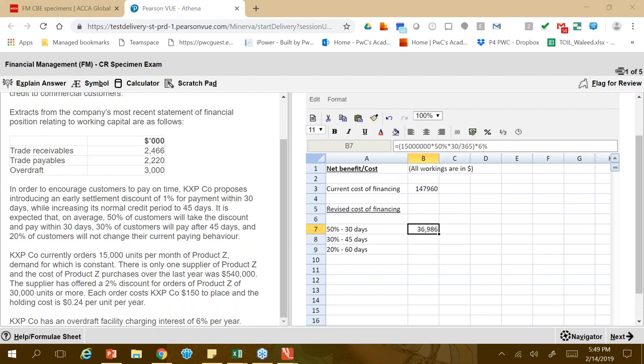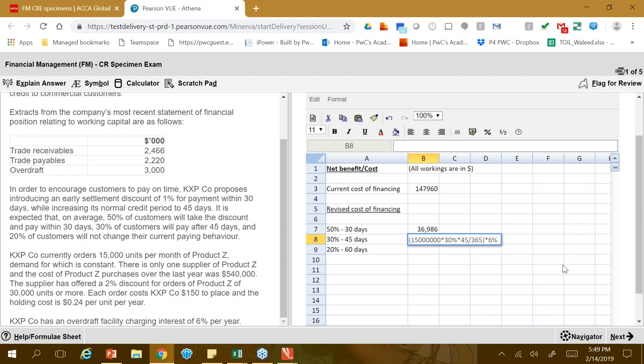So we've got the cost of financing receivables who take 30 days. That is what we have just found out. Okay, let's do the same calculation for 45 days now. So I'll say equal to 15 million. How many percent customers will take? 30% customers will take. How many days? 45 over 365. And then into 6%. So the receivables balance for the customers who take 45 days, times the overdraft rate, gives us the cost of financing the receivables who take 45 days.